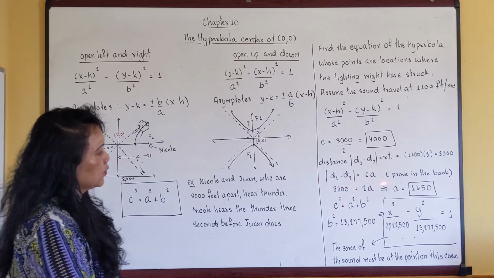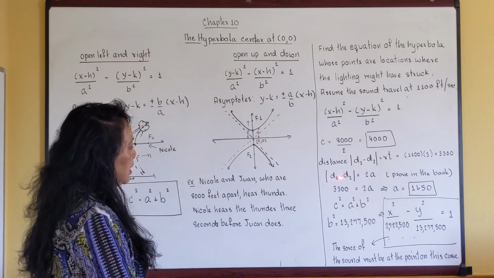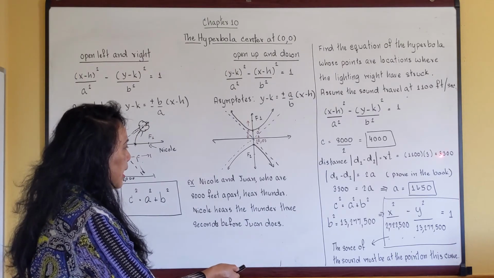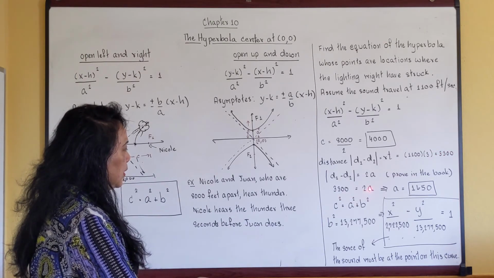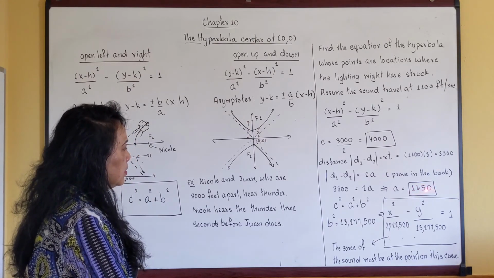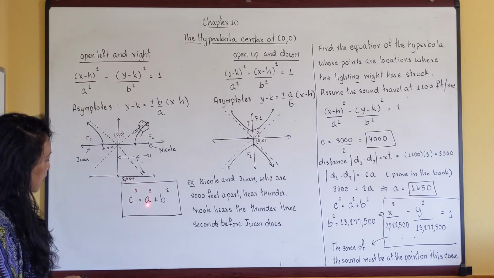I'm not going to prove this. This proof is in the book, all right? So the distance d1 minus d2 here is equal to 2a. So I have 3,300 is equal to 2a. I can solve for my a. My a is 1,650.